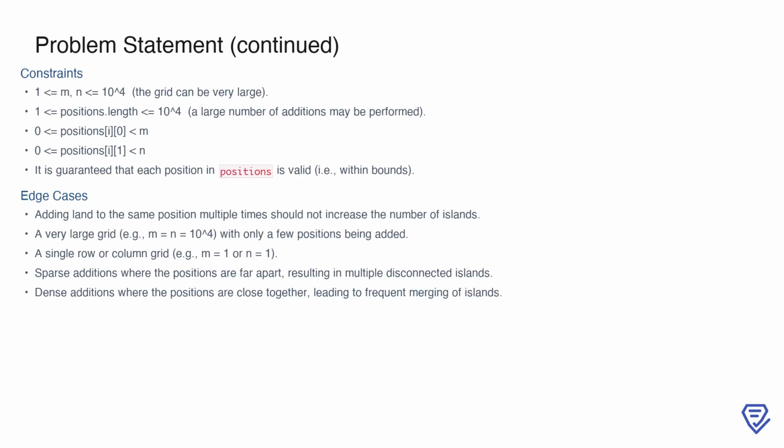There are several constraints and edge cases to consider for this problem. The grid can be very large, with up to 10,000 rows and columns, and the positions array can contain up to 10,000 additions. Each position is guaranteed to be within bounds, but adding land to the same position multiple times should not increase the island count. Edge cases include scenarios like sparse additions, where the positions are far apart and result in many small, disconnected islands, or dense additions, where positions are close together and cause frequent merging of islands. Special cases like grids with only 1 row or 1 column should also be handled carefully, as well as large grids with very few land additions.